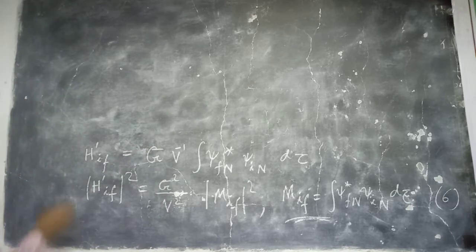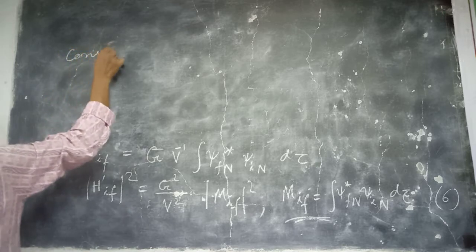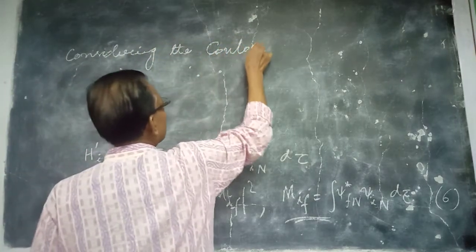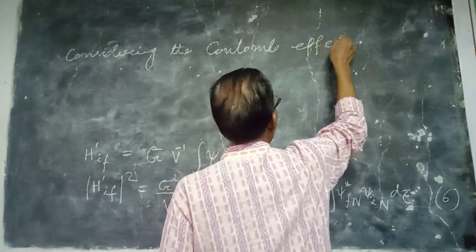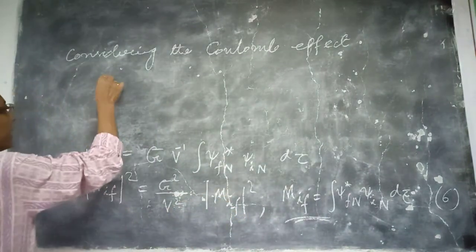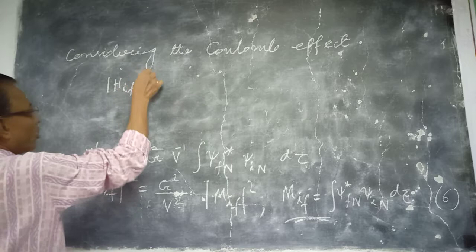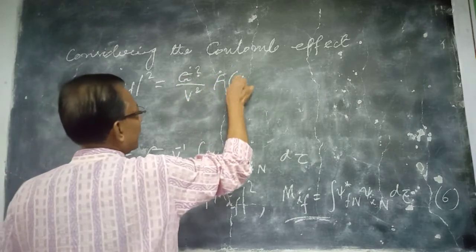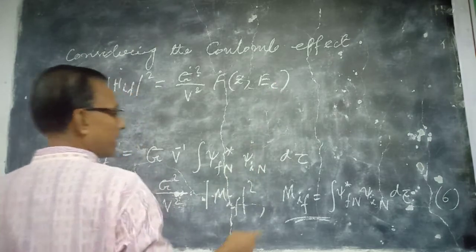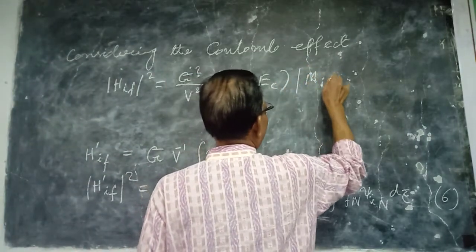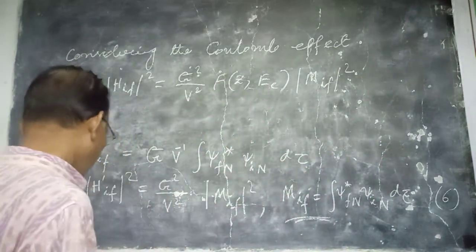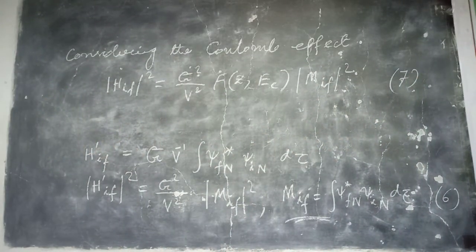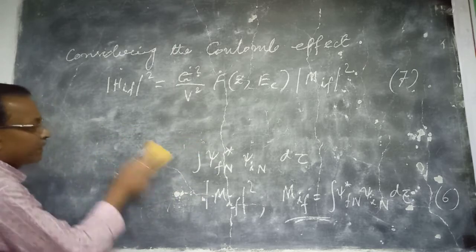Now, considering the Coulomb effect, the H_if mod square will be equal to g squared over V squared times F(Z, E) times M_if mod square. Earlier we had not considered the Coulomb effect. This is the final expression for the matrix element over the initial and the final state, considering the Coulomb distortion of the electron wave function.